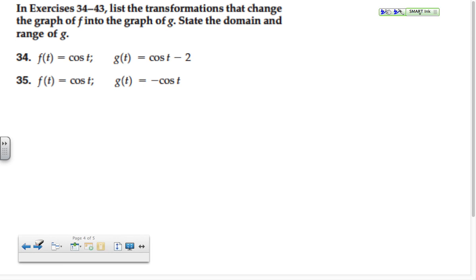So sine functions, the domain is all real numbers. Okay, so for a basic sine function, it's all real numbers.